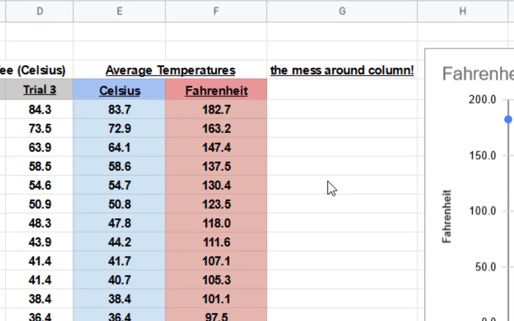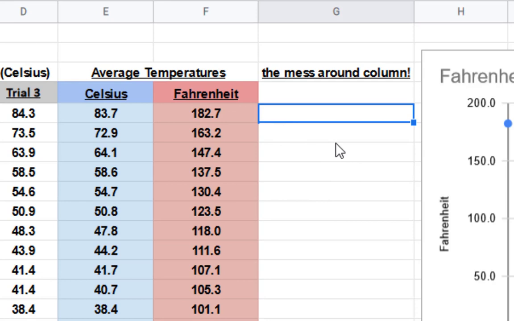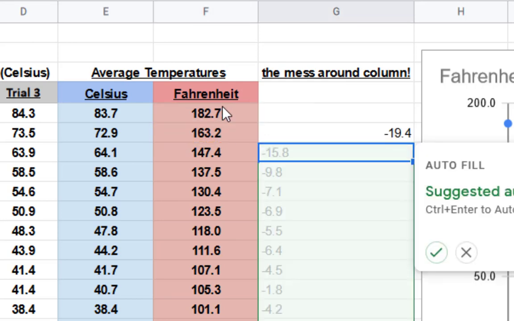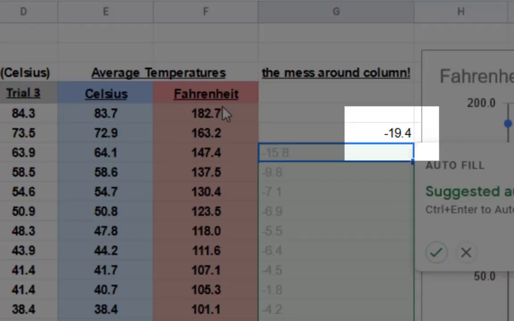That might sound a little bit weird. Let me just show you what I mean. So I'm going to skip this first space here. I'm going to go to this space here. What's that? G6. And I'm going to type equals, and then I'm going to click on the 163.2, and I'm going to go minus 182.7. And I'm going to press enter. And that's going to tell me that that's a difference of 19.4 degrees.